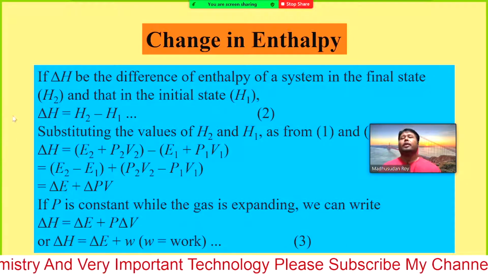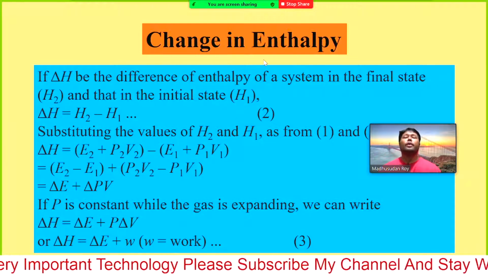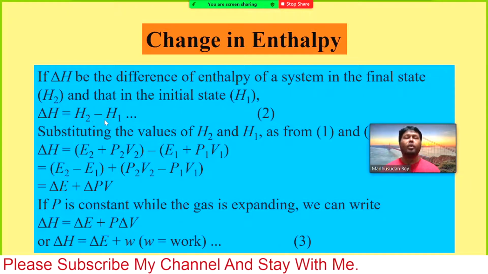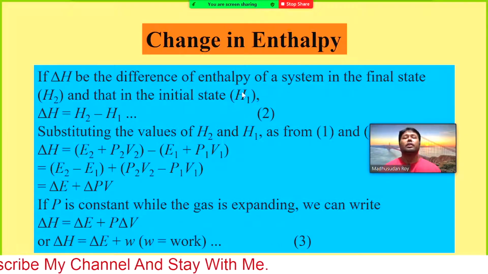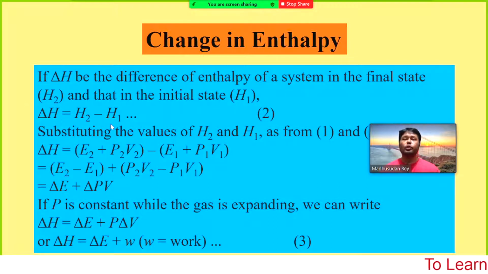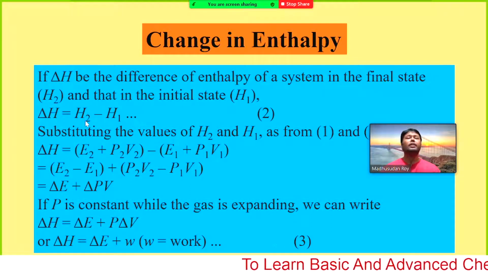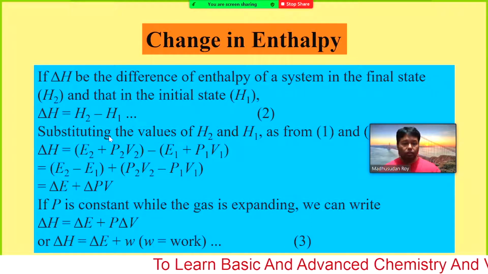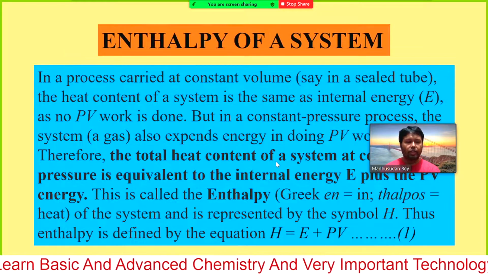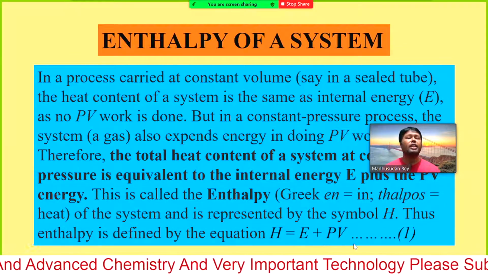Okay, we are going to calculate the change in enthalpy. If you have the enthalpy of two different situations, initial and final, so delta H equal H2 minus H1. So initial enthalpy and final enthalpy. We have already found the equation H equal E plus PV.